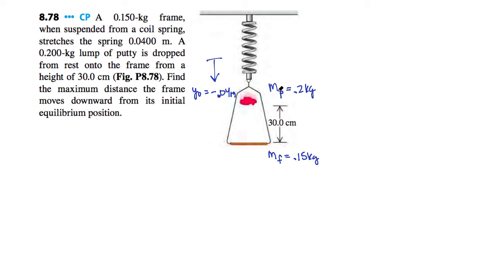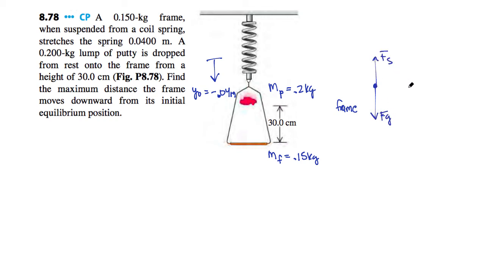Now why is that important? Well, this is a cumulative problem again, so in order to figure out the spring constant, we can use this information. I know that for the frame, I'll go ahead and say this is the frame, I have a force of gravity pulling down and a spring force pulling up.